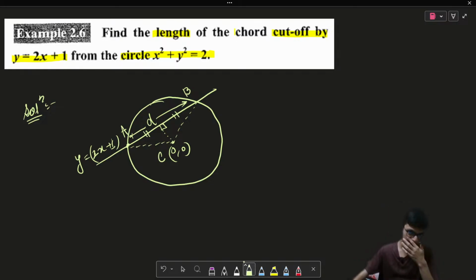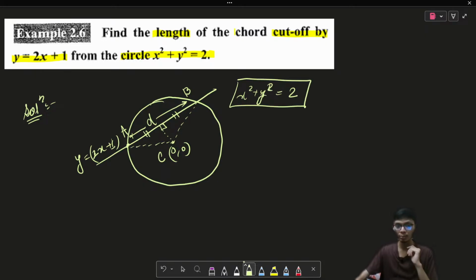Particular on this line AB, or this chord AB, the perpendicular from the center will be the bisector of this line AB, right? So if I apply this concept, maybe what I can do is solve this circle and the line to get the 2 points A and B, right? That can also be done.